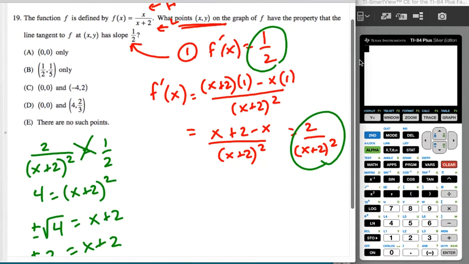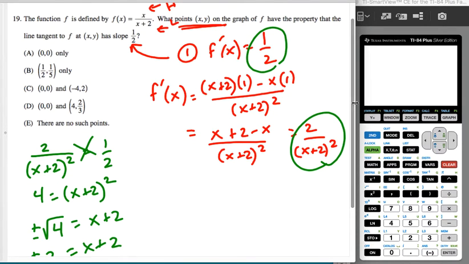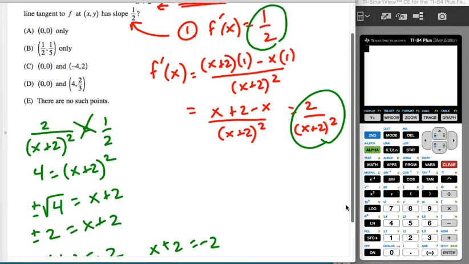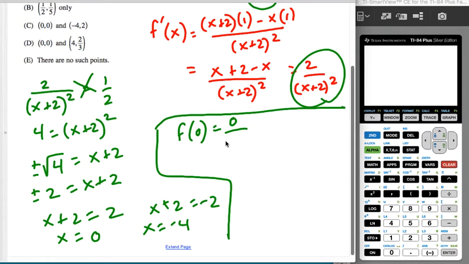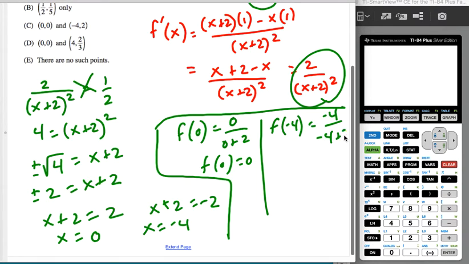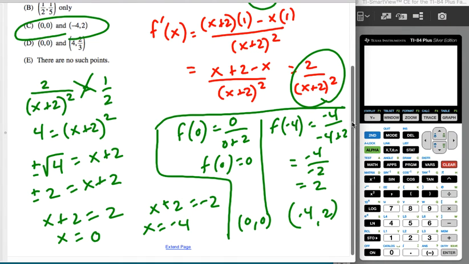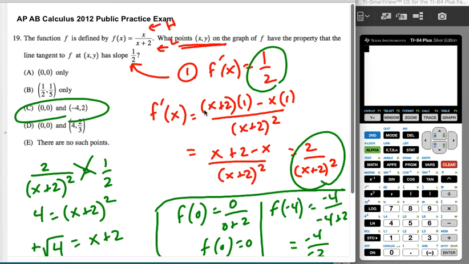I should go back and make sure that those y values are correct in case it's a trap. So I know that I should have these two x values, 0 and negative 4. Once I know that, I now need to find the y values. So f of 0 would be 0 over 0 plus 2, meaning f of 0 is 0. And f of negative 4 is going to be negative 4 over negative 4 plus 2, which is negative 4 over negative 2, or a 2. So I get negative 4, 2 as the other point. So sure enough, my answer is C. But you should double check just in case. So that's what I need from those, and my answer is C.